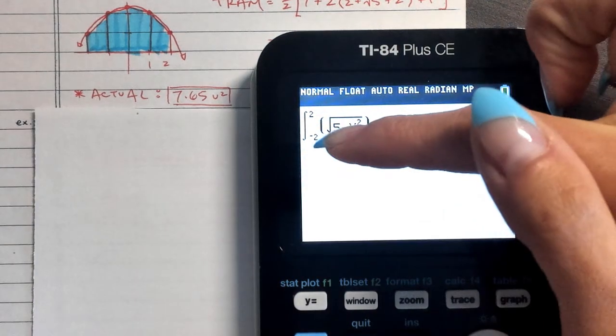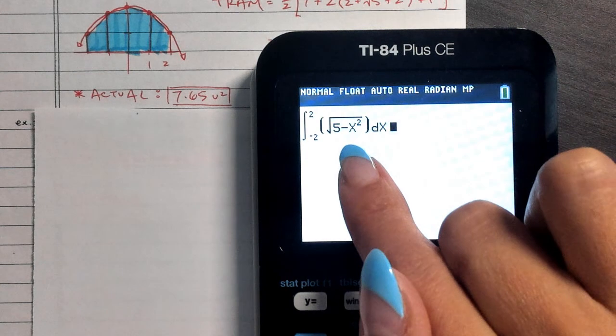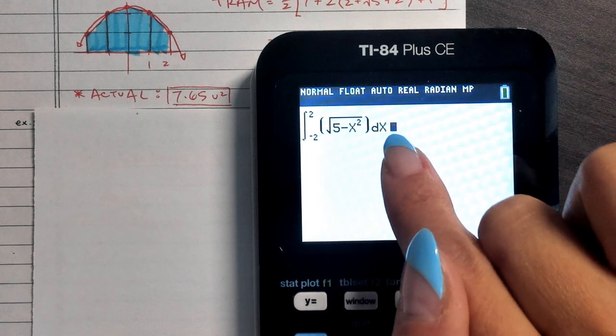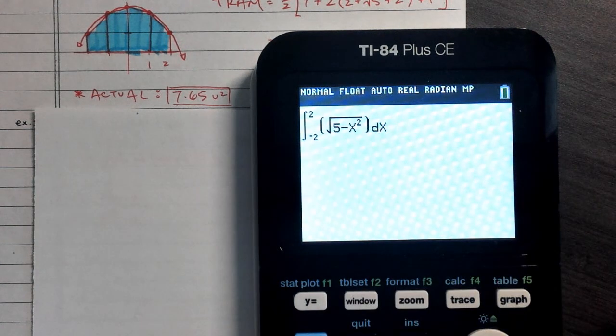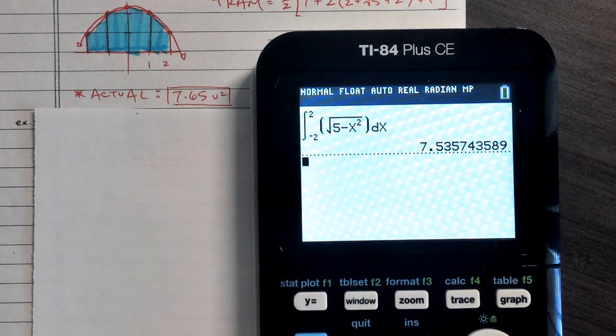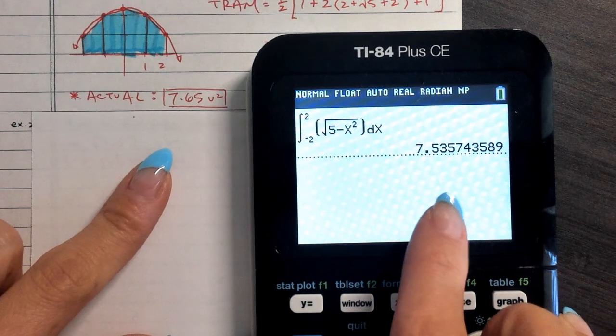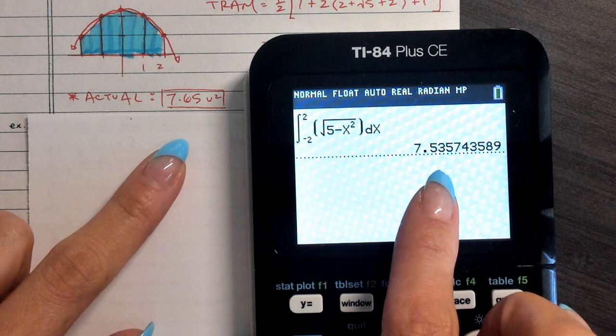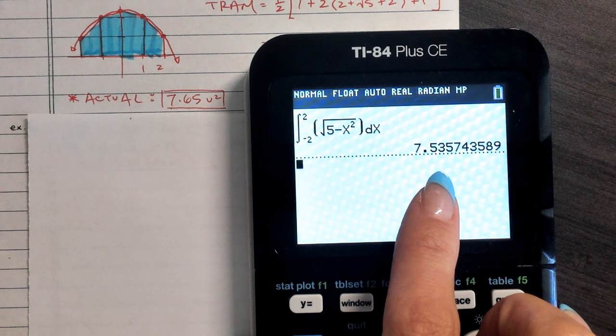So these are my x values. This is my function. And then I'm telling it, just like when you find a derivative, you have to say this is in terms of x. So then I press enter, and then that's my actual, what happened? Oh no, did I do something wrong? Oh my gosh.